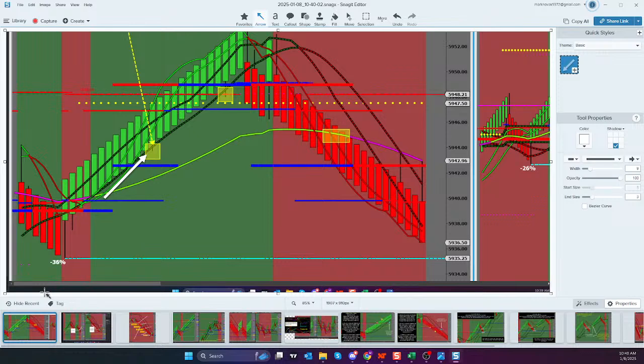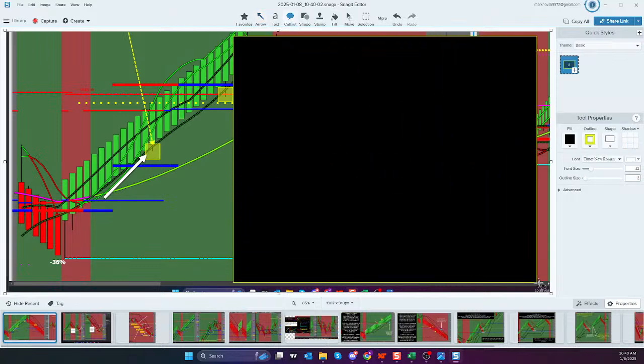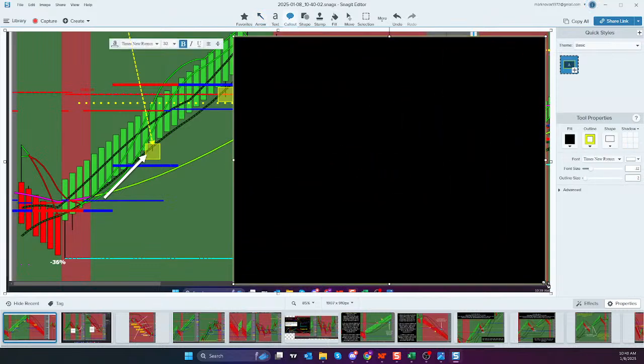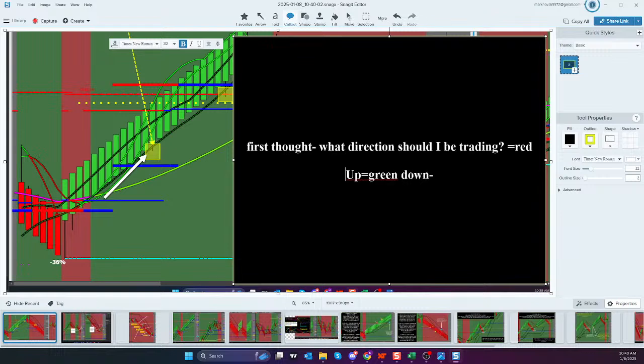And you're like, this is going to help me to find entries. So let's go through and do it as if I were actually live and looking for a trade. This is my thought process every time. My first thought is, what direction should I be trading? Up is green, down is red. So you knew to go up. So you've already got that one.